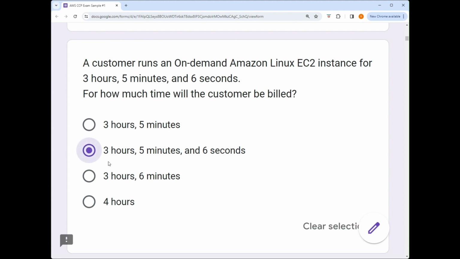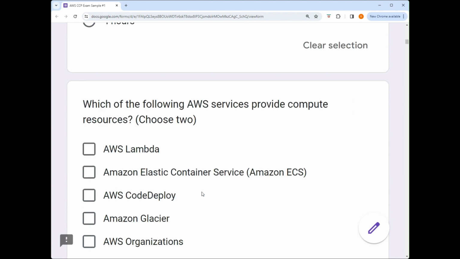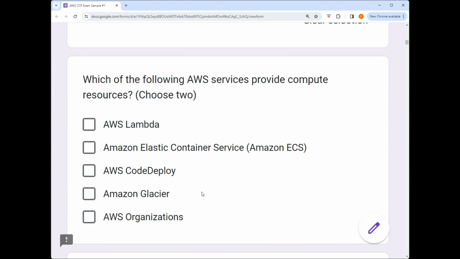Which of the following AWS services provide compute resources? Choose 2. AWS Lambda. Amazon Elastic Container Service, Amazon ECS. AWS CodeDeploy. Amazon Glacier. AWS Organizations. Correct answer: AWS Lambda and Amazon Elastic Container Service, Amazon ECS.